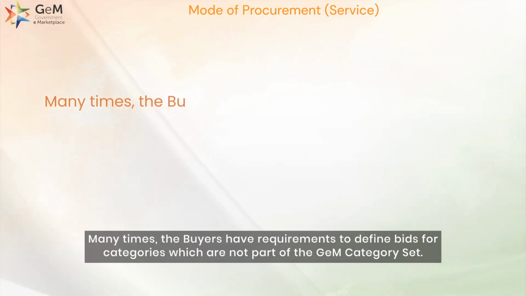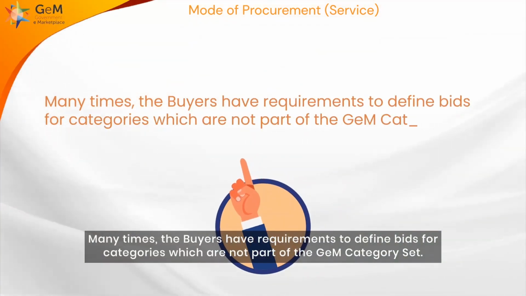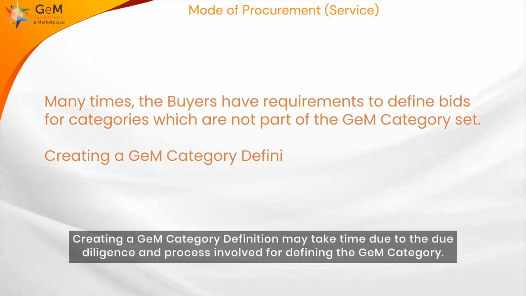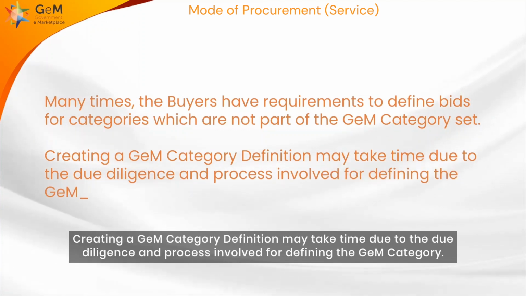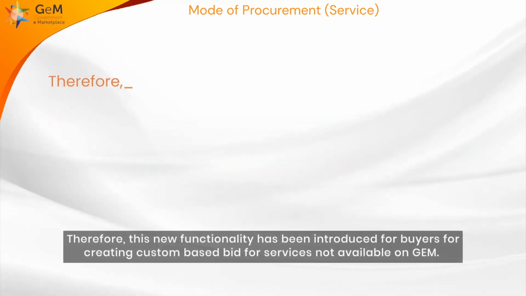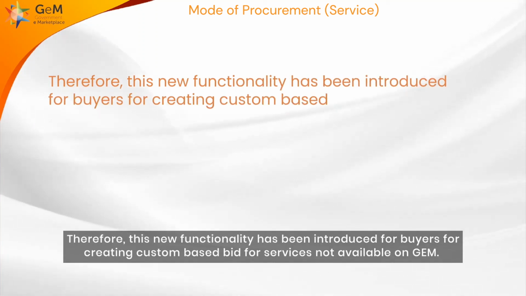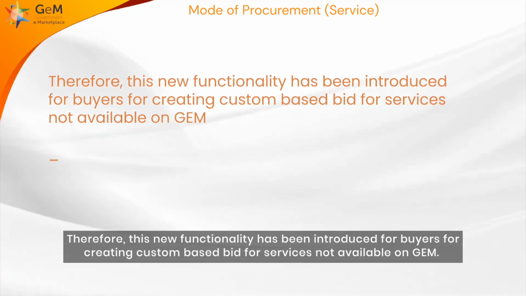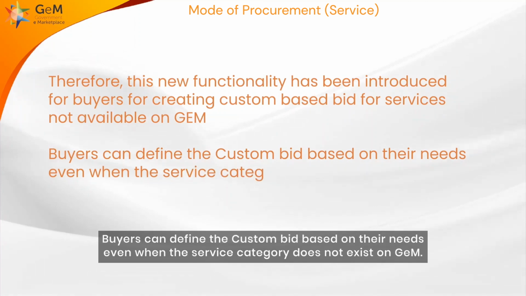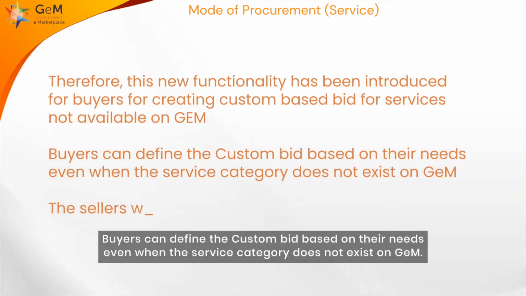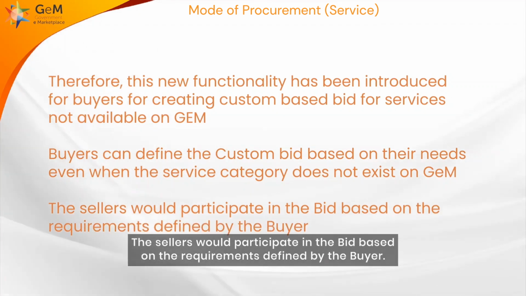Many times, the buyers have requirements to define bids for categories which are not part of the GeM category set. Creating a GeM category definition may take time due to the due diligence and process involved for defining the GeM category. Therefore, this new functionality has been introduced for buyers for creating custom-based bid for services not available on GeM. Buyers can define the custom bid based on their needs. Even when the service category does not exist on GeM, the sellers would participate in the bid based on the requirements defined by the buyer.